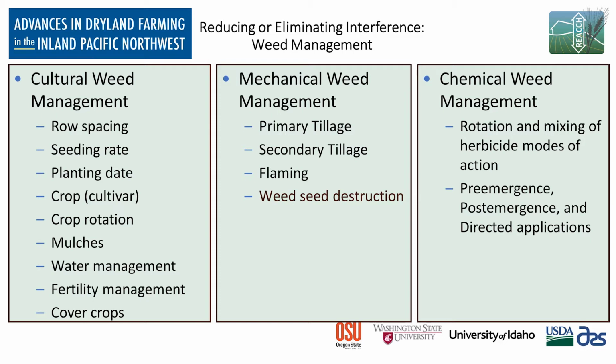So things like row spacing, seeding rate, planting date, crop cultivar even plays an important role. The biggest impact is usually due to crop rotation, but other inputs like mulches or fertility management and increasingly we're seeing interest in cover crops can also play a role in integrated weed management.